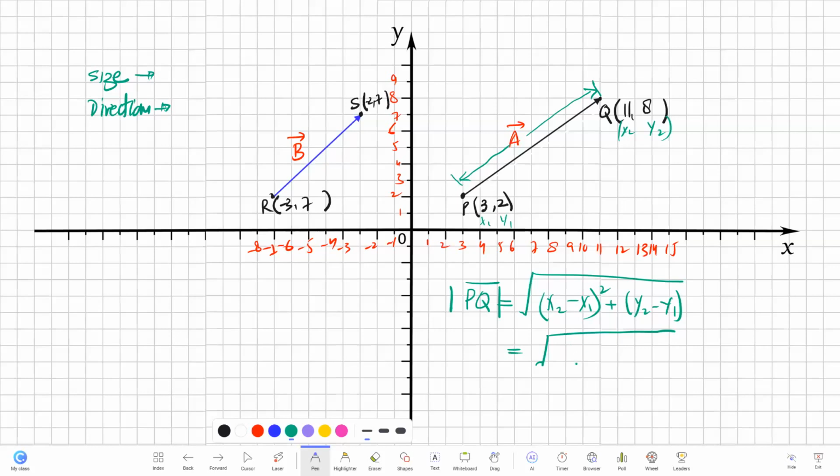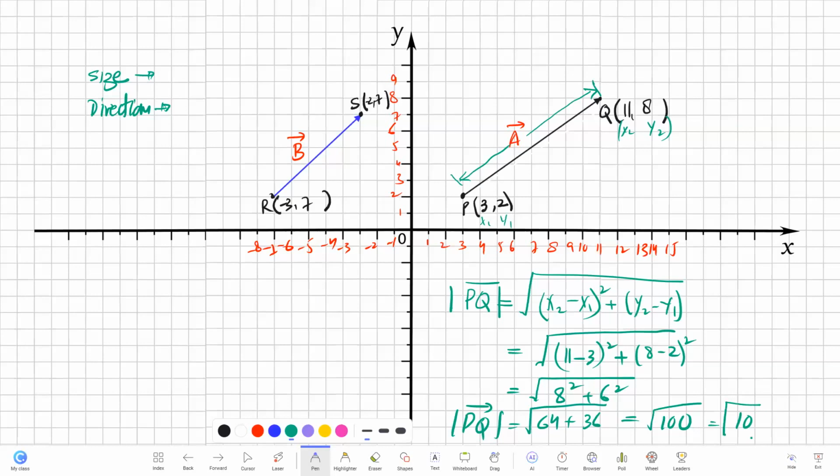So x2 is 11 minus 3 squared plus y2 is 8 minus 2 squared. 11 minus 3 will be 8 squared plus 6 squared. It's going to be 64 plus 36. And if you add them, it will be square root of 100. If you take the square root of 100, it's going to be 10.